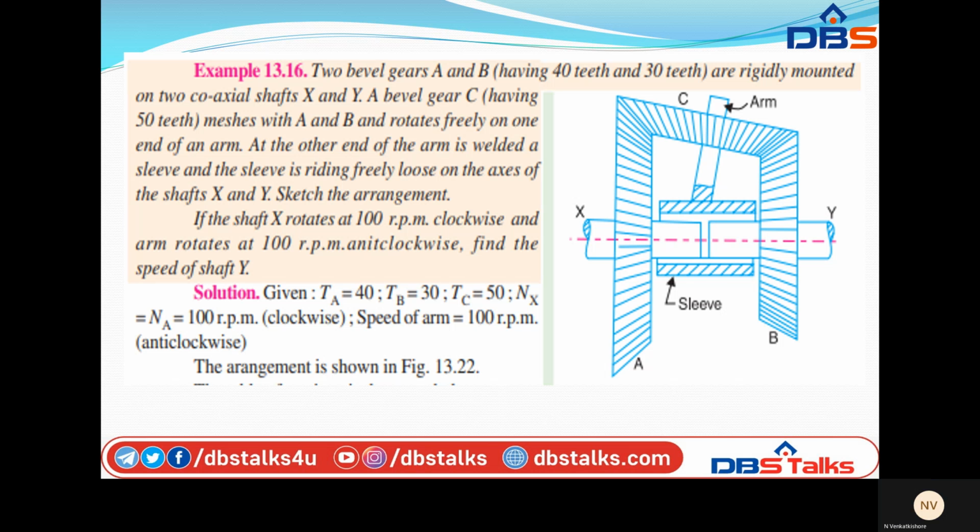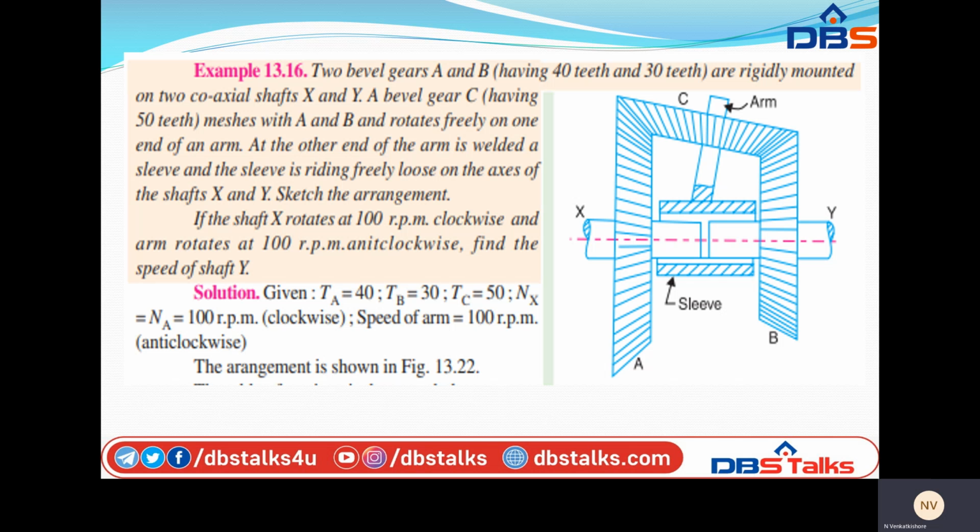Next, if you see the arm, the NA, that is the X is rotating with 100 rpm. X is connected to the gear A. So both gear A and the shaft are rotating in the same direction and at the same speed. So Nx equals Na equals 100 rpm. We need to find the speed of shaft Y. The speed of shaft Y and the speed of gear B are the same since these two are connected.